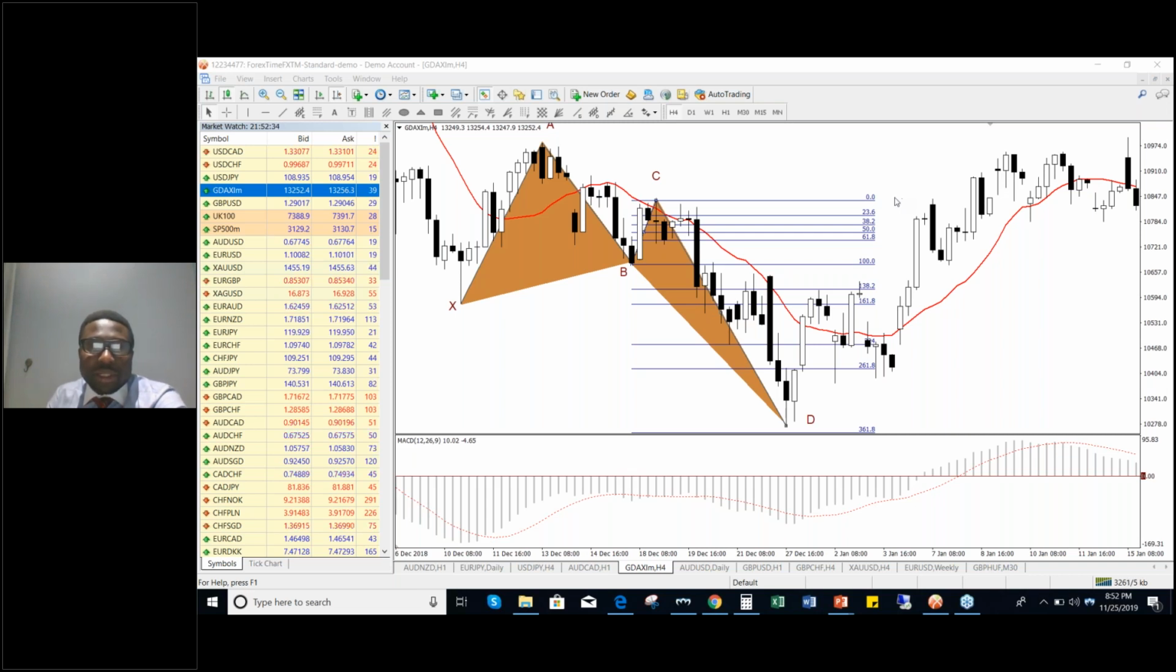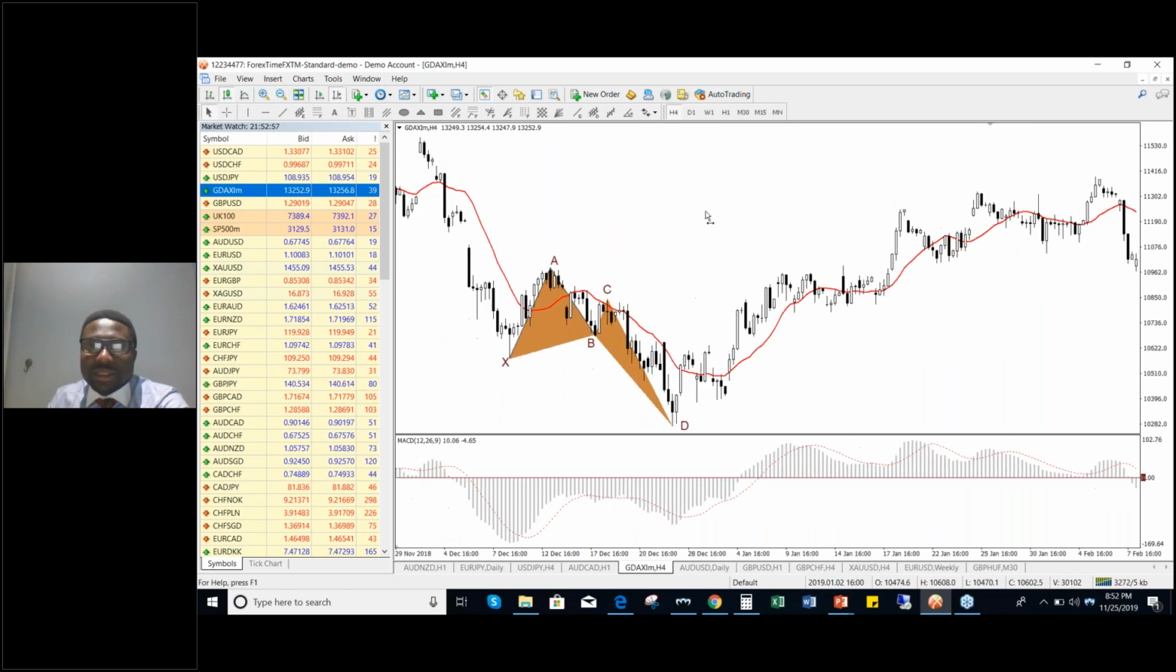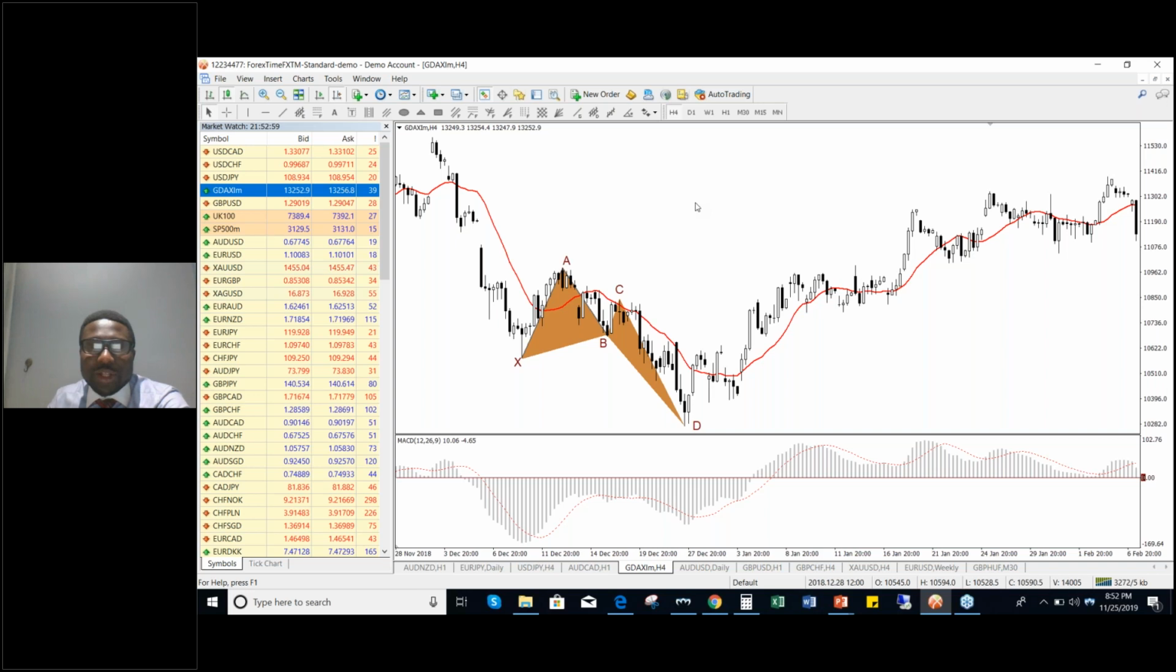Okay, so all right, move on. Now, with all this, it tells us that this is a crab pattern. This is a crab pattern. But let's see something. Don't forget, this is a downtrend.